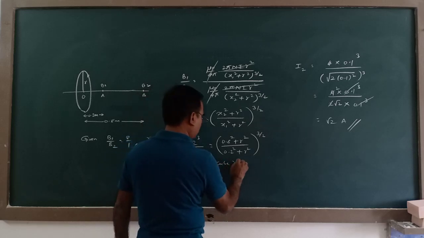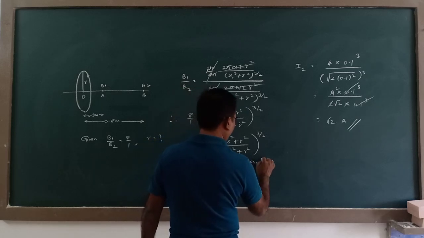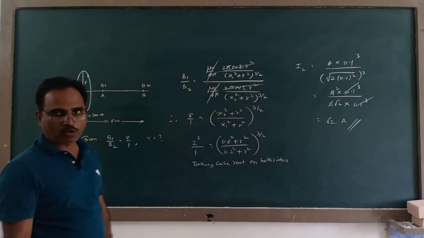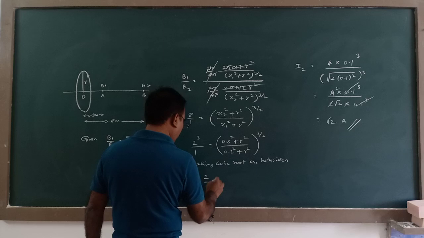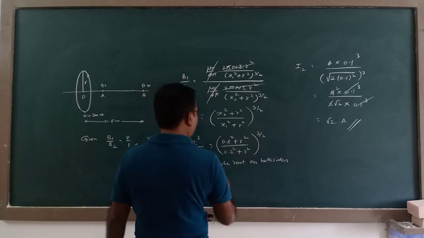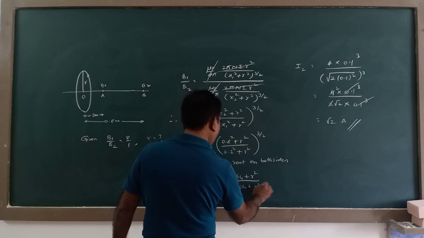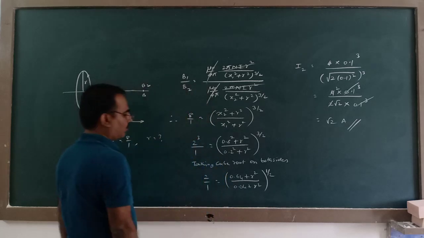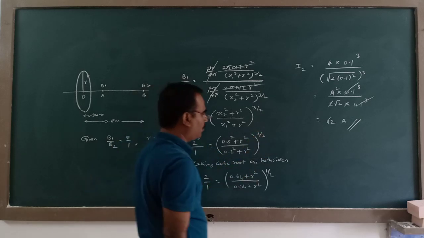Taking cube root on both sides. Cube root means whole to the power of 1 by 3. Here if I make whole to the power of 1 by 3, this becomes 2 by 1. Here 0.8 square means 0.64 plus r square. This is 0.04 plus r square whole to the power of 1 by 2. Because when you take cube root, here it will become power 1 by 3, so 3 and 3 will cancel, and you will be left with 1 by 2.